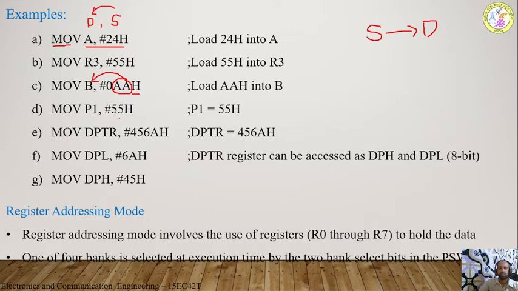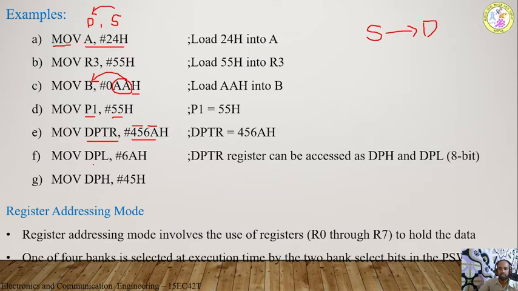MOV P1, #55. Now the data 55 will be moved to port 1. Similarly, we can move 456AH to the DPTR. We know that DPTR is a 16-bit register. All the earlier ones are 8-bit numbers, whereas this is a 16-bit number. You can observe here, these two are 8 bits and these two are 8 bits, 8 plus 8, 16. The 16-bit data will be moved to DPTR.